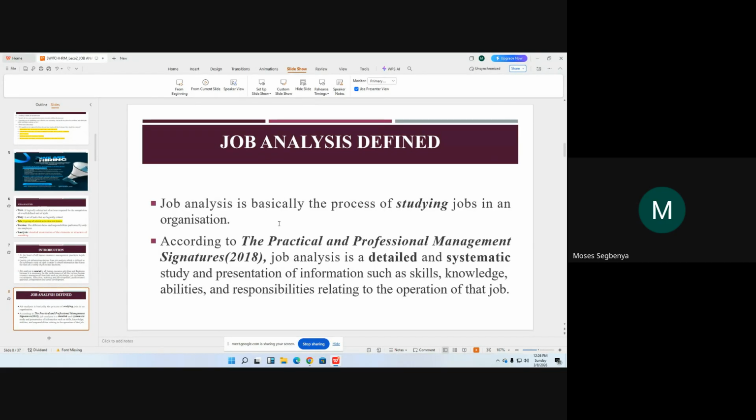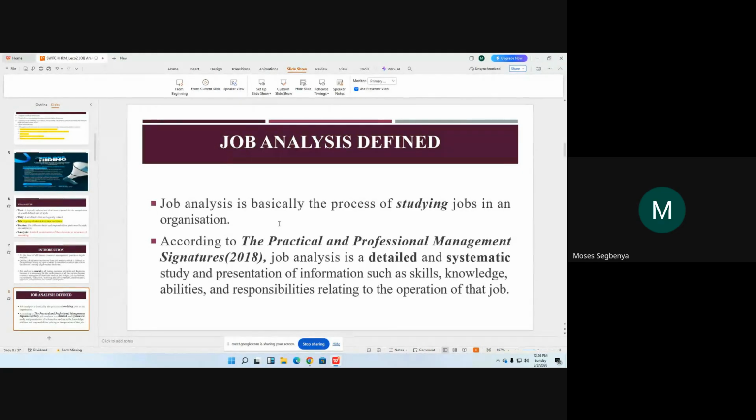According to the Practical and Professional Management Signature 2018, job analysis is a detailed and systematic study and presentation of information such as skills, knowledge, ability, and responsibilities relating to operation of that job. So if you say you have several jobs in the organization, job analysis will tell us for each of the jobs, the kind of skills anybody who wants to do that job should have, the kind of knowledge and abilities that such people should have before they can perform each of these jobs.